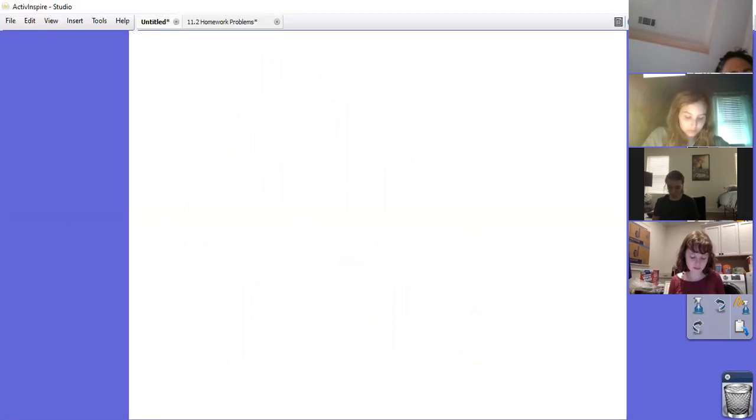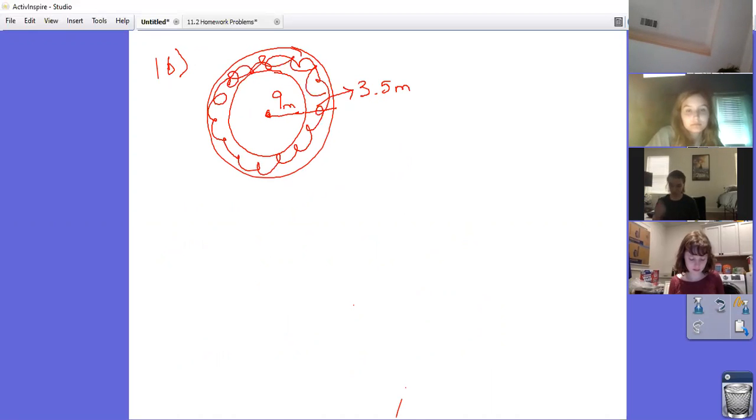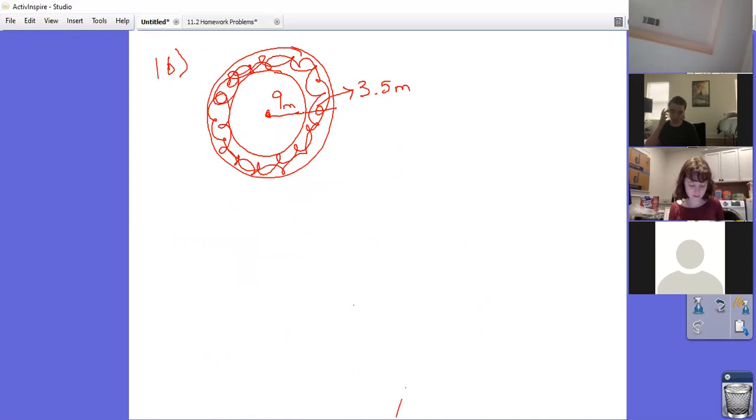All right, let's look at number 10. You had a big circle, and then a little circle inside it. This is 9, and this little piece was 3.5 meters. You had to find the area of a little walkway on the outside. So you find the area of the big circle, which includes the small one, find the area of the small one, and then subtract them.